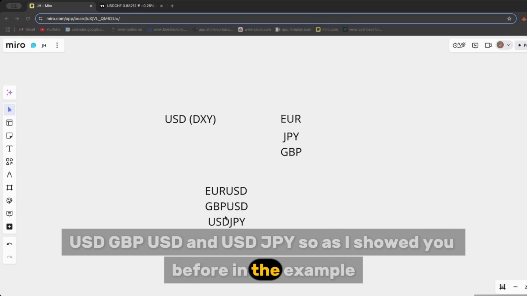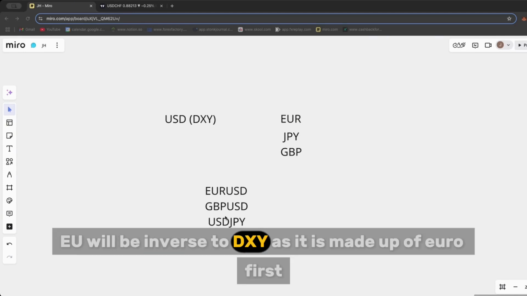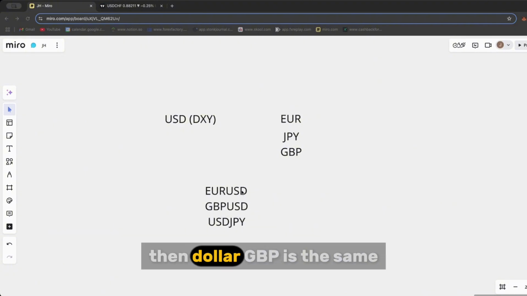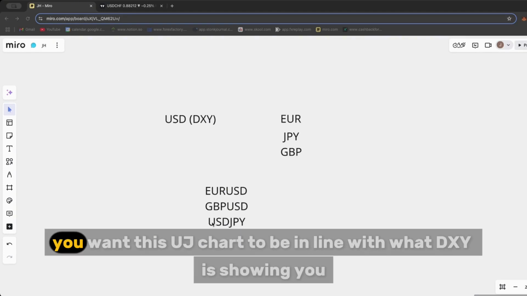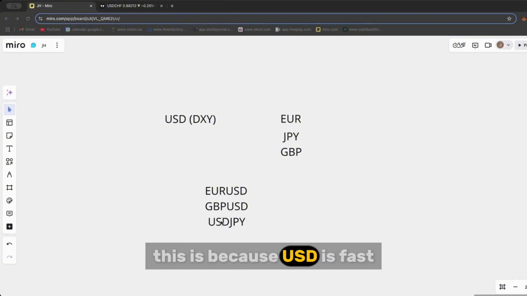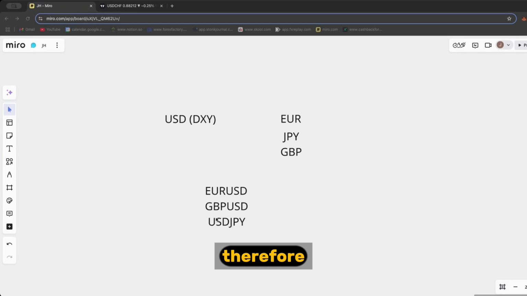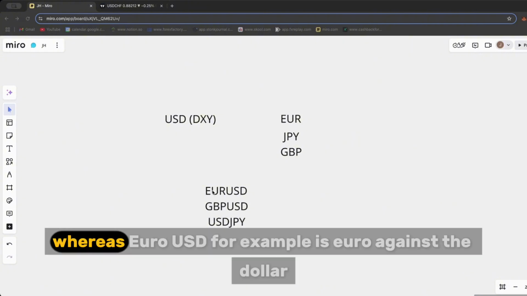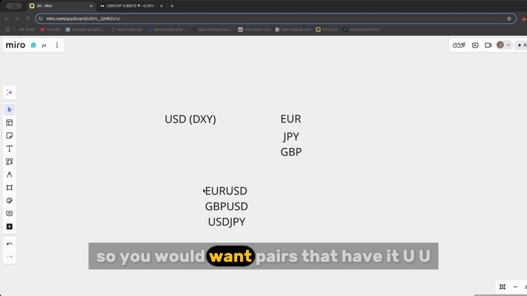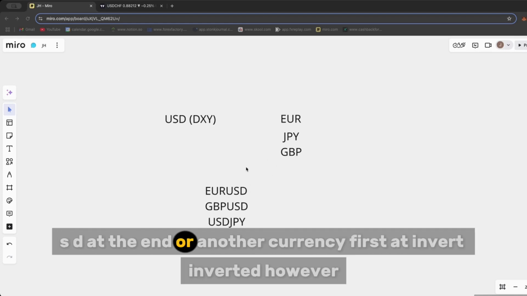As I showed you before in the example, EU will be inverse to DXY, as it is made up of Euro first, then dollar. GBP is the same, it's GBP, then USD. However, for UJ or USD JPY, it is the opposite. You want this UJ chart to be in line with what DXY is showing you. This is because USD is first. Therefore, this pair would be following USD, as it's USD against the yen, whereas Euro USD is euro against the dollar. So you would want pairs that have USD at the end, or another currency first, inverted.